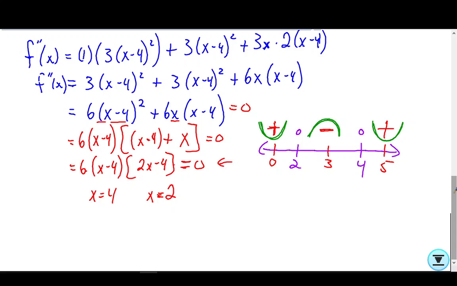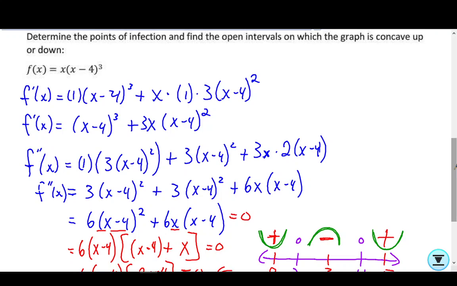Which means 2 and 4 are points of inflection. So I have points of inflection, POI, at 2 something and 4 something. And we'll find those in just a minute by plugging them into the original equation. So we need to find f at 2. When you plug in 2, you get 2 minus 4, which is negative 2 cubed. So you get negative 2 cubed, which is negative 8, times 2, which is negative 16.